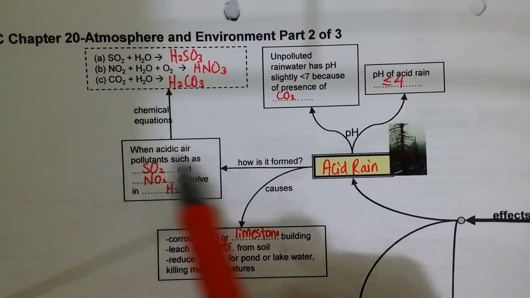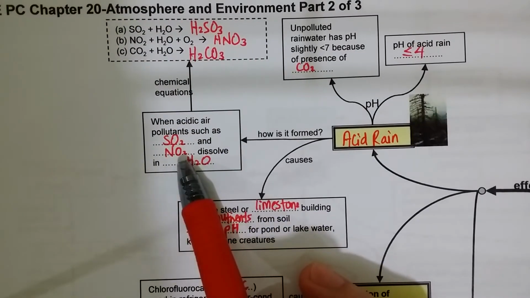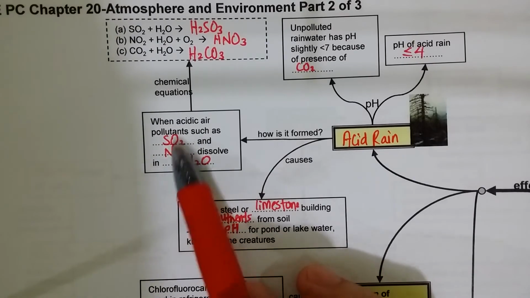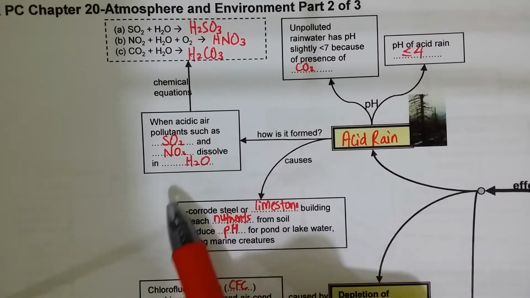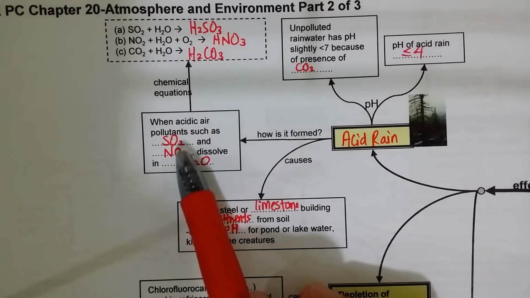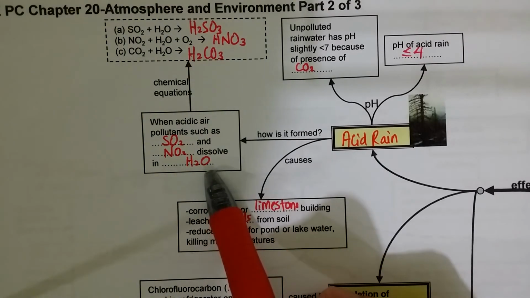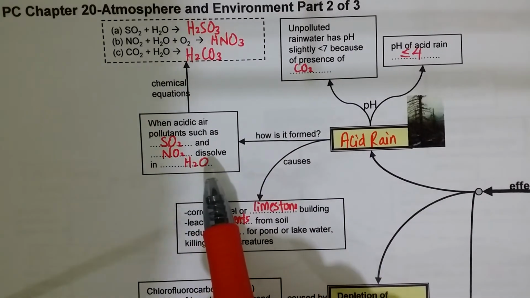Now acid rain, how is it formed? When acidic air pollutants such as SO2 and NO2, these two are the main contributors of acid rain. Must remember, SO2 and NO2 are the main contributors of acid rain. So when these two gases dissolve in water, they would cause the water to have a pH value of 4 or below.